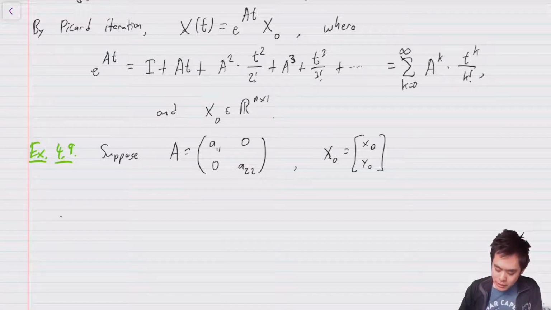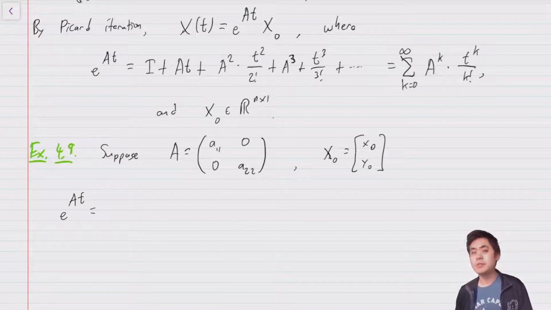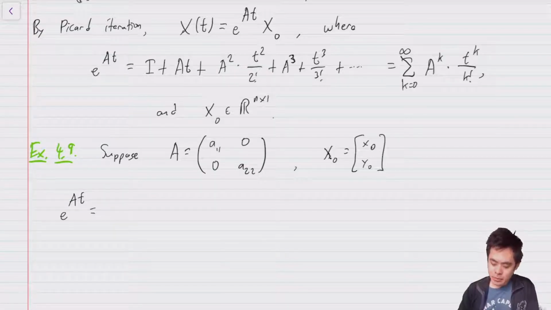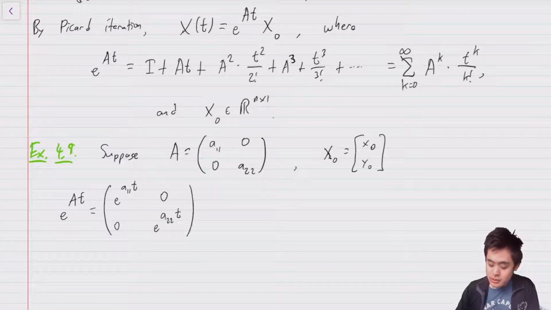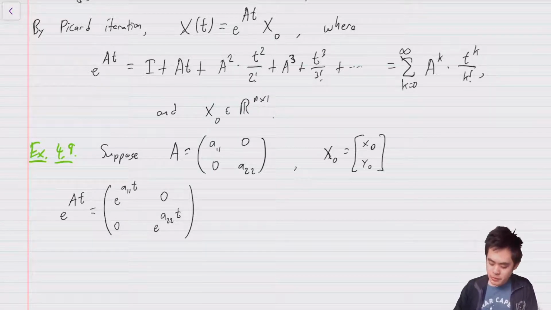Well, then it's pretty easy to see that e to the At is, since it's a diagonal matrix, taking matrix powers is going to give powers of each of the entries on the diagonal. And by using the Taylor series, you can see that this is equal to e to the a11 t, 0, 0, e to the a22 t. Note here that the exponentials inside of the matrix aren't matrix exponentials anymore, they're just scalar exponentials.